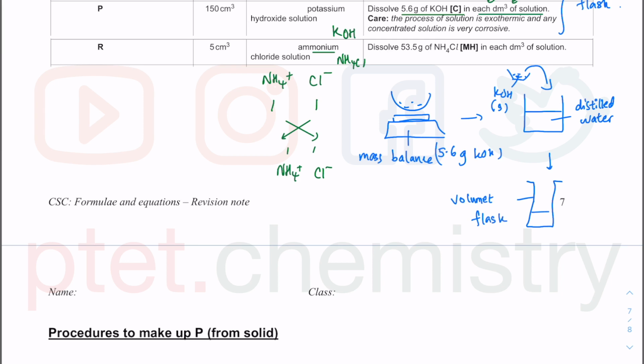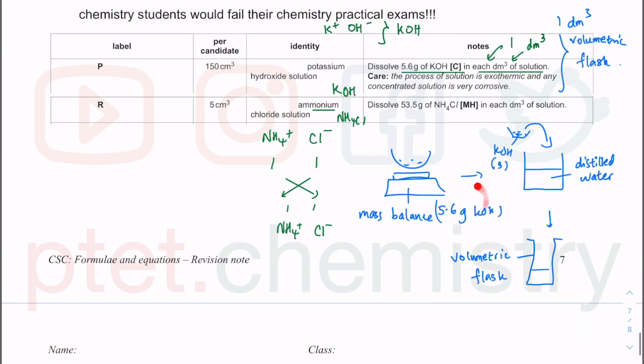Remember just now we said we use a 1 dm cube volumetric flask. You could use a 500 cm cube one, but then your mass will have to change in order to get to the same concentration. Anyway, assuming you use a 1 dm cube volumetric flask, then 5.6 gram works according to the instruction. What happened is you need to top up.